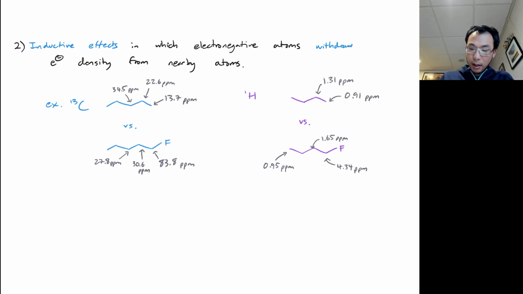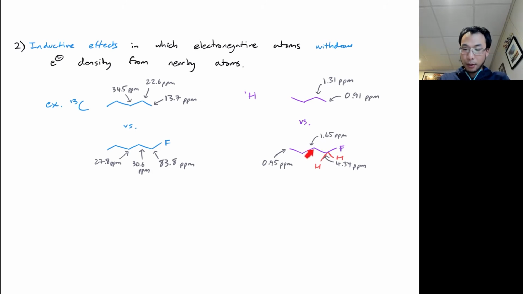So the hydrogens on the carbon attached to the fluorine, so I'm thinking about the 2 hydrogens here, those have a chemical shift of now 4.34 parts per million. Again, drastic shift from 0.9. The next carbon over, its hydrogens are showing up at 1.6 ppm. That's relatively closer to where they would be in butane. And then finally, the methyl group that is multiple bonds away from the fluorine, that's showing up at almost the default value of 0.91 for a regular methyl group. This one's at 0.95 ppm.